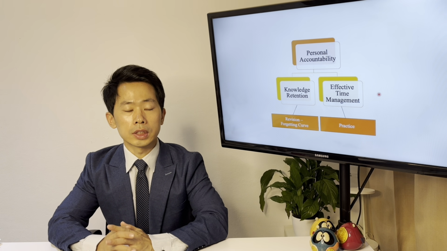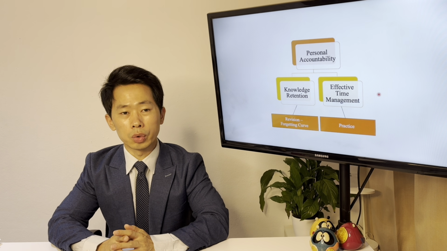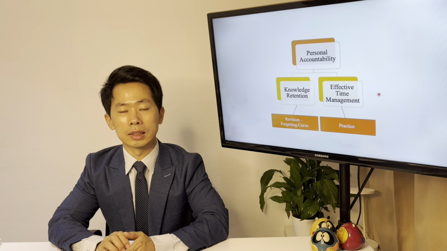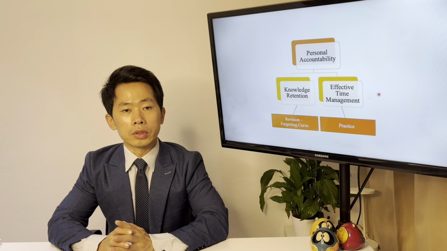What is expected of you? So firstly, the personal accountability. Personal accountability will actually require you firstly to remember the content knowledge. That's also from the revised Bloom's taxonomy. You need to remember, understand, and then you need to manage the time efficiently. So here I recommend the forgetting curve for efficient time management.